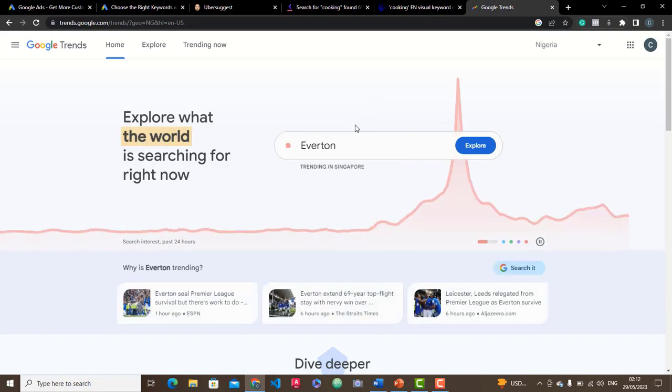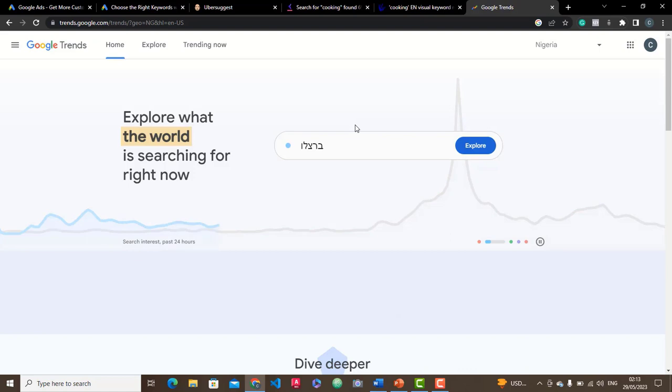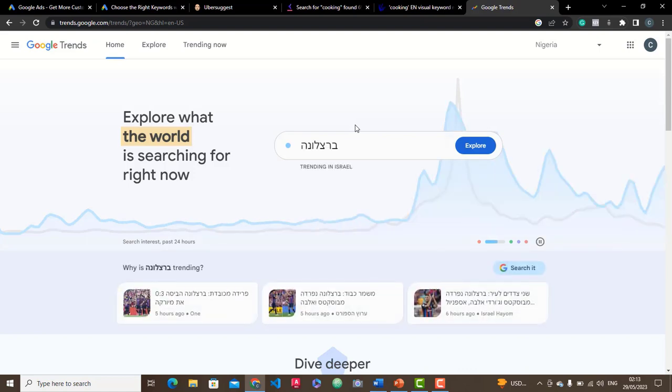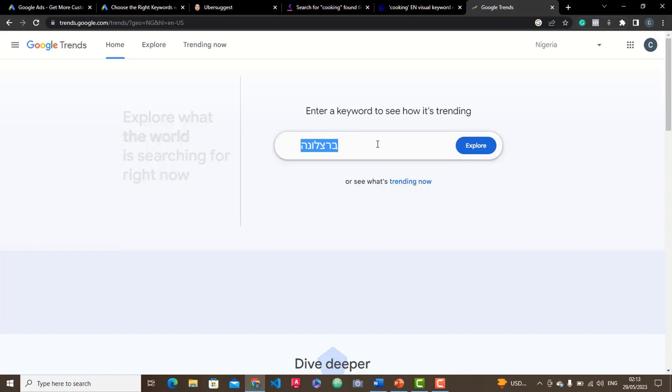So what is Google Trends? Google Trends gives you data in real time. They give you data on what's happening on the internet at the time you are searching for something. So explore what the world is searching for right now. You can come here to see what is happening, what is trending, and you can write topics about it. You can get keywords about anything you are interested in. You can even see the interest rate, or the chart, of where a particular keyword you want to write about is going.